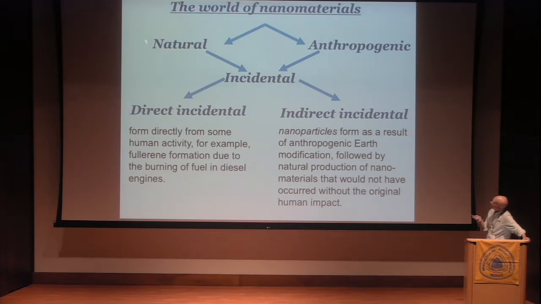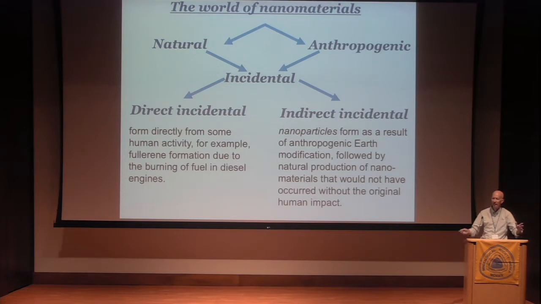So there are naturally occurring nanomaterials, of course, every mineral and every other naturally occurring material we know. Anthropogenic, made by people, and incidental. There are two kinds. Direct incidental is where they form directly from some human activity, like burning fuel in a diesel engine. You'll make fullerenes, which are carbon-containing nanomaterials. That's just one of zillions of examples. And indirect, and I'll give you an example of that in a minute. Indirect incidentals are nanoparticles that form as a result of anthropogenic earth modification.